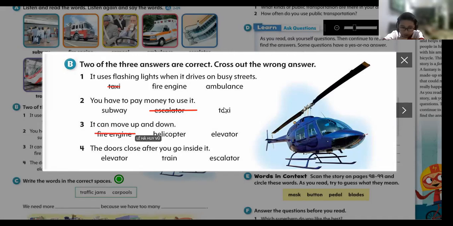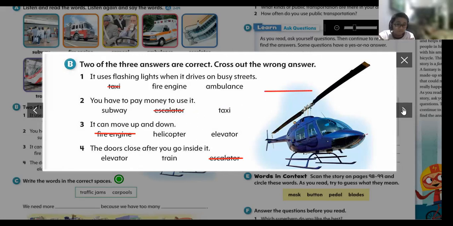The doors close after you go inside it. Not the escalator. Okay, finish. All right. So here, you have to pay money to use it. Subway. Okay, so escalator, of course, you don't need money. You don't need money when you use it.